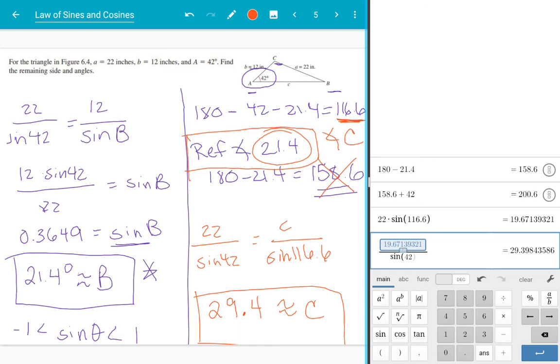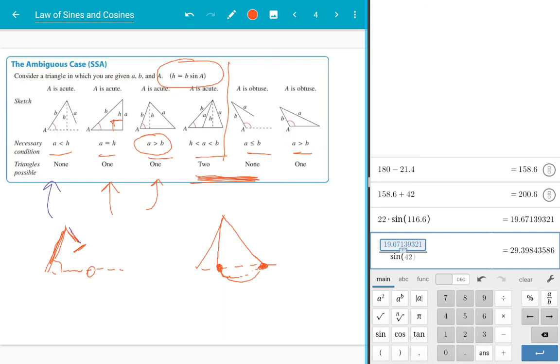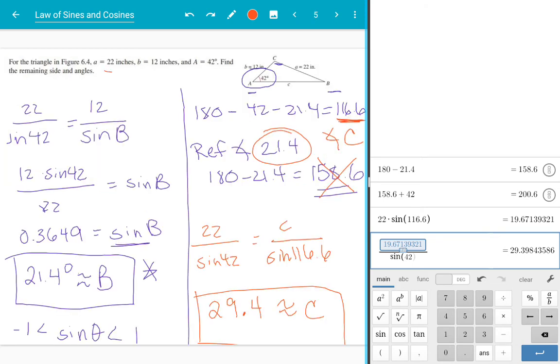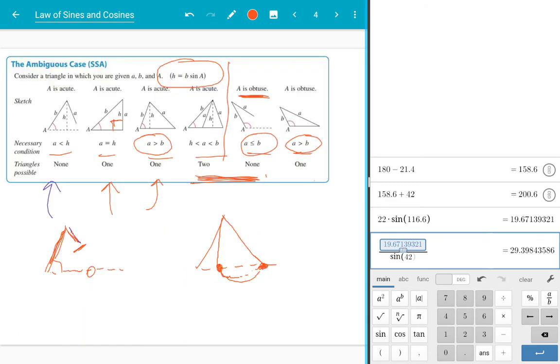If we go back to the chart, we have an obtuse triangle. So it's obtuse, so it's either going to be none or one. So you had to compare A and B for both of them. If we go back, look, A is 22, B is 12. So which one's greater? A is greater. So that means that it's going to be a one solution case.